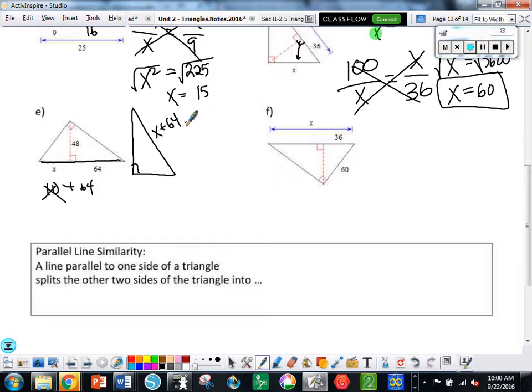Yep, so this is my 90. Across from the 90, I've got an x, I have a 64. I can't combine them together and call it 64x. That doesn't work. It's not a number, so I can't make it a number. All I can say is I'm going to take the x, I'm going to add 64 to it. Two pieces added together, x plus 64.